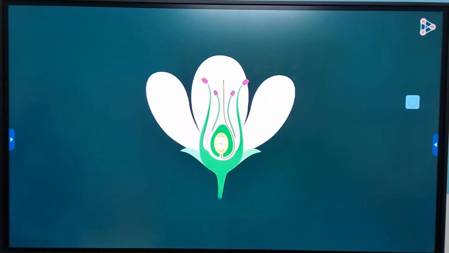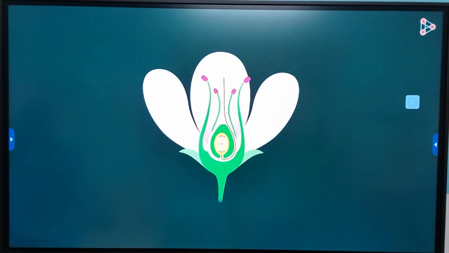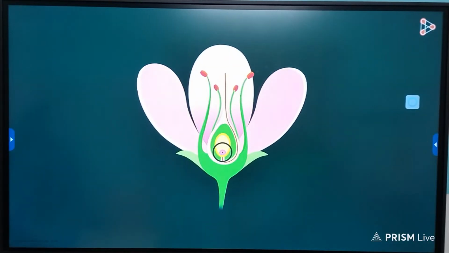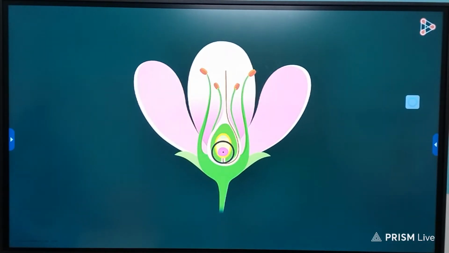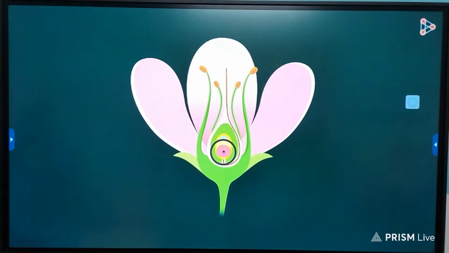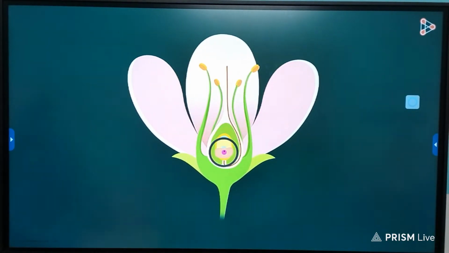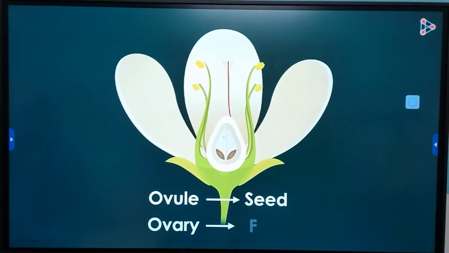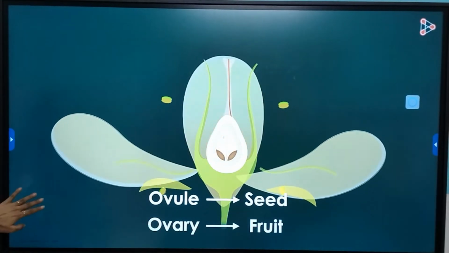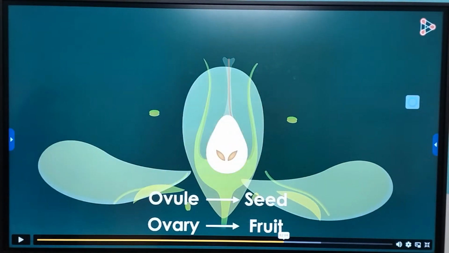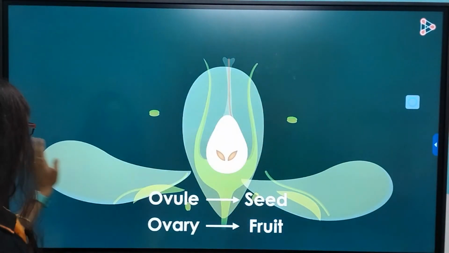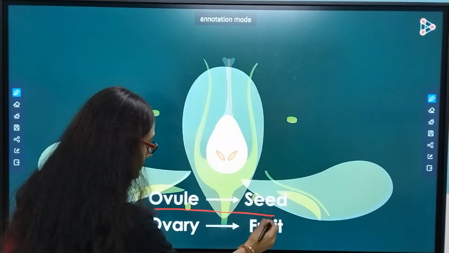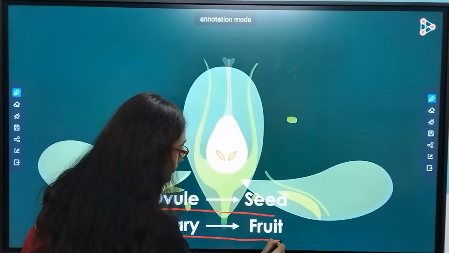Are you wondering what happens to all these parts of the flower post-fertilization? What will happen once the embryo starts developing? Will all these parts remain intact? After fertilization is completed, the ovule develops into a seed, the ovary develops into a fruit, and the other accessory parts like the petals and the... Yes, this part is very important. See, ovule forms the seed and ovary forms the fruit.